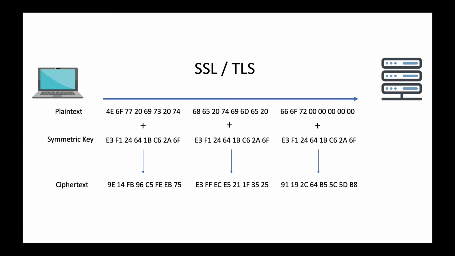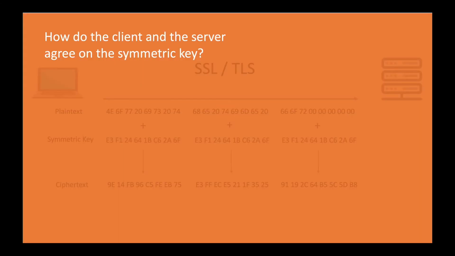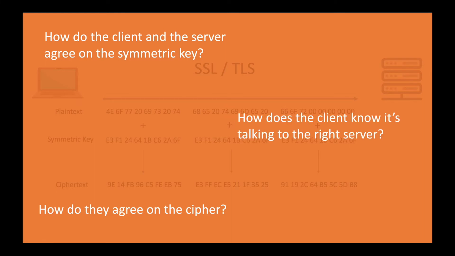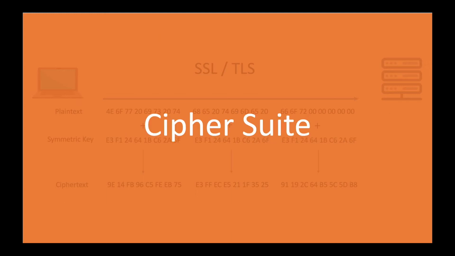Looking at all this seems simple, but there are a couple of questions that we need to answer. For example, if the client and the server use the same symmetric key, how do they agree on this key? Or how do they agree on the cipher that is going to be used to encrypt the data? And also, how does the client know that it's talking to the right server? The answer for all these questions is the cipher suite. Let's go to the terminal and understand more about cipher suites.